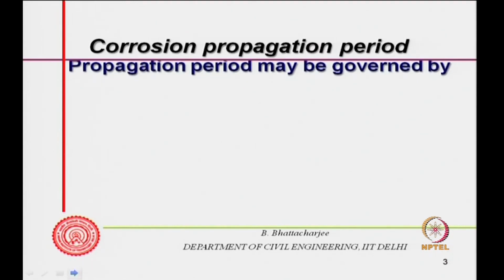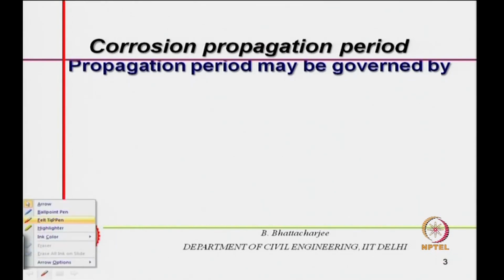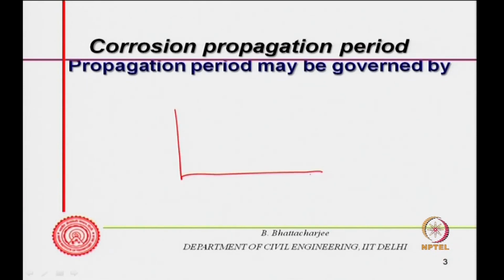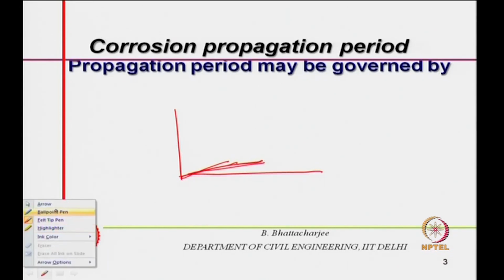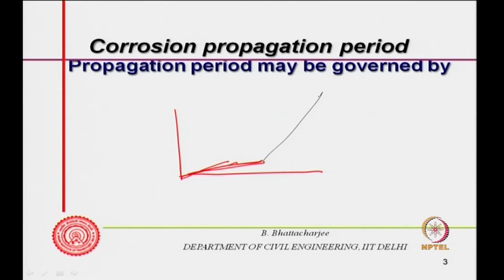In case of corrosion, the propagation period we talked of in the service life, if you recall, there are two phases in the simplest model: a depassivation or initiation phase followed by a propagation period. Today we are talking of this, which is related to carbonation and all that. We are now looking at the propagation period, which is governed by the rate of corrosion, which is a function of environment, etcetera, which you have seen earlier.